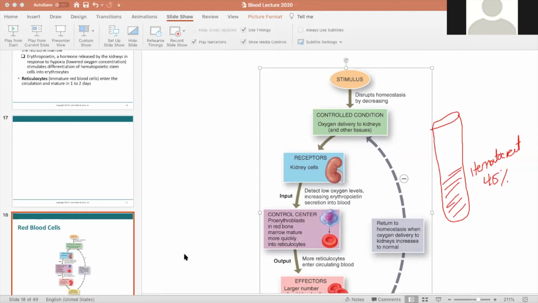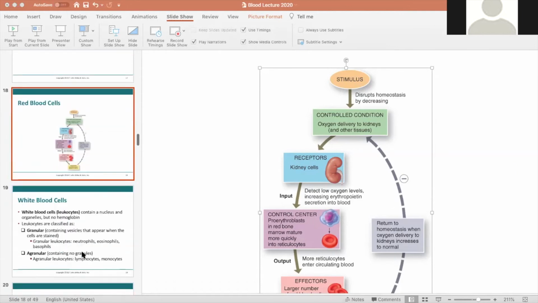So many things can happen in terms of the kidneys not functioning properly. It would directly affect the red blood cells and many other things that we'll learn about when we get to the urinary chapter. Okay, let's go ahead and move forward a little bit.